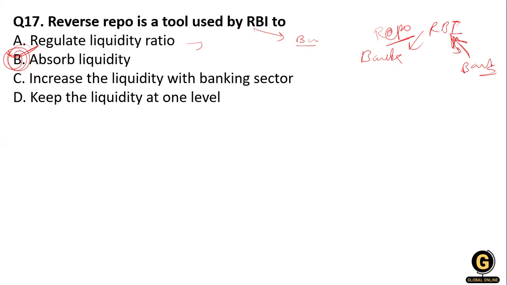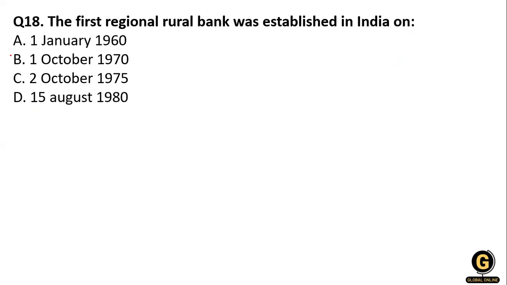And this is important because monetary policy tools help the RBI maintain liquidity and check inflation in the economy. Clear? Now, when was the first Regional Rural Bank established in India? You know that it is the 2nd of October, 1975.